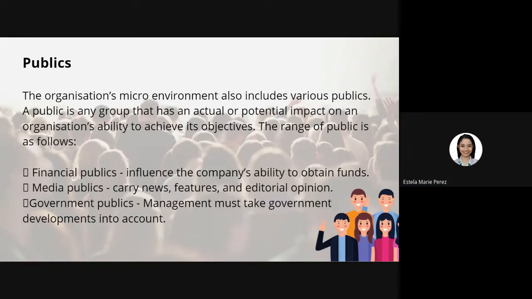Publics. The organization's microenvironment also includes various publics. A public is any group that has an actual or potential impact on an organization's ability to achieve its objectives. The range of public is as follows. Financial publics influence the company's ability to obtain funds. Media publics carry news, features, and editorial opinion.